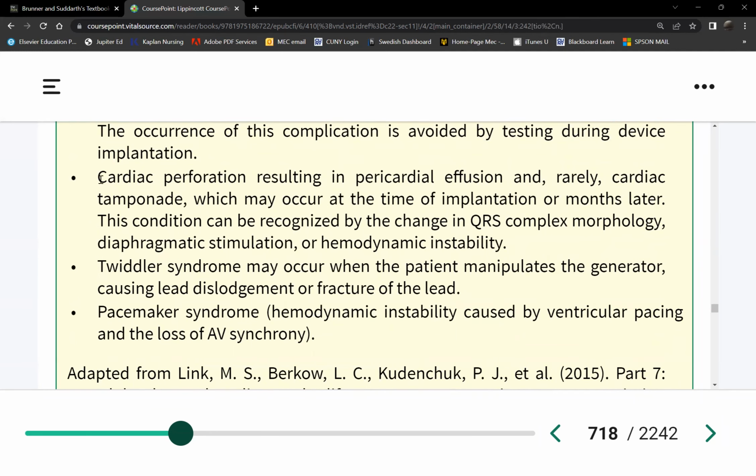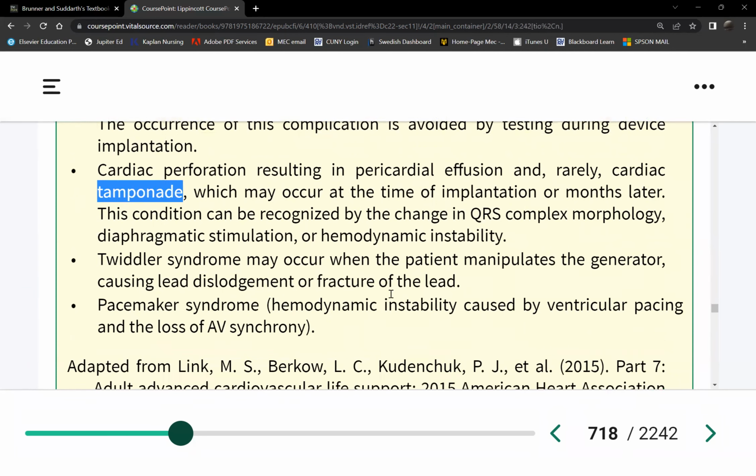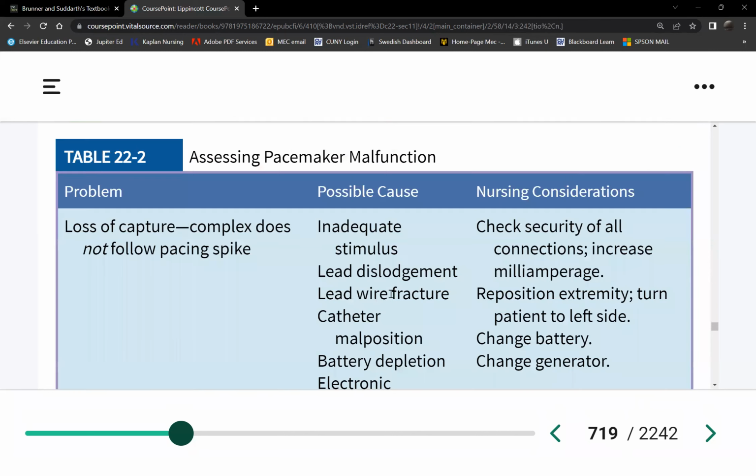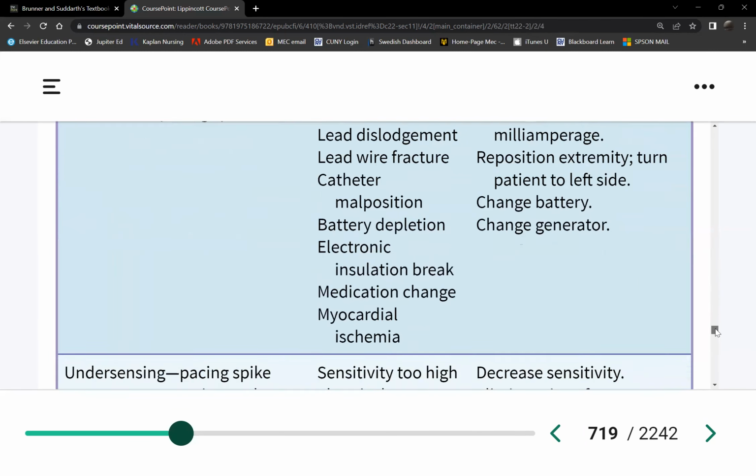The rest of these are not very common, especially tamponade. We'll talk about tamponade on the next topic. Let's go now to I won't test you on table 22-2.